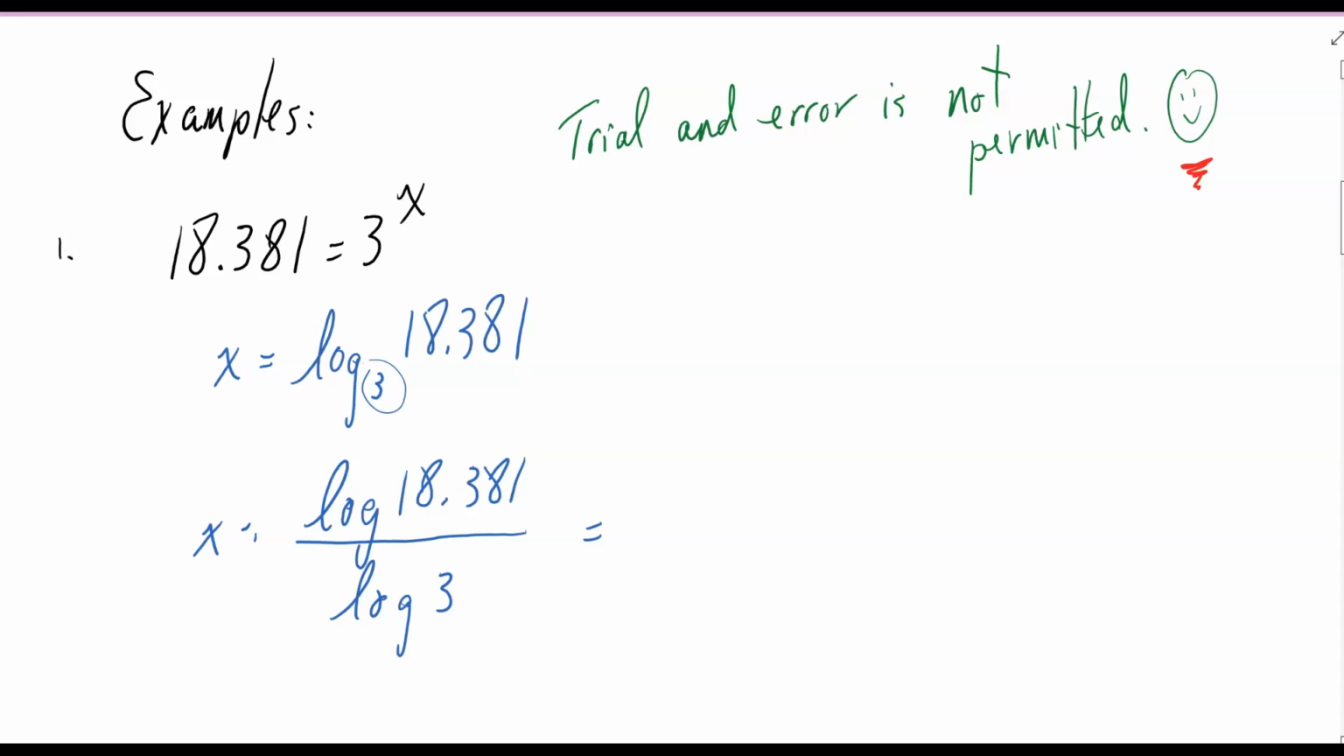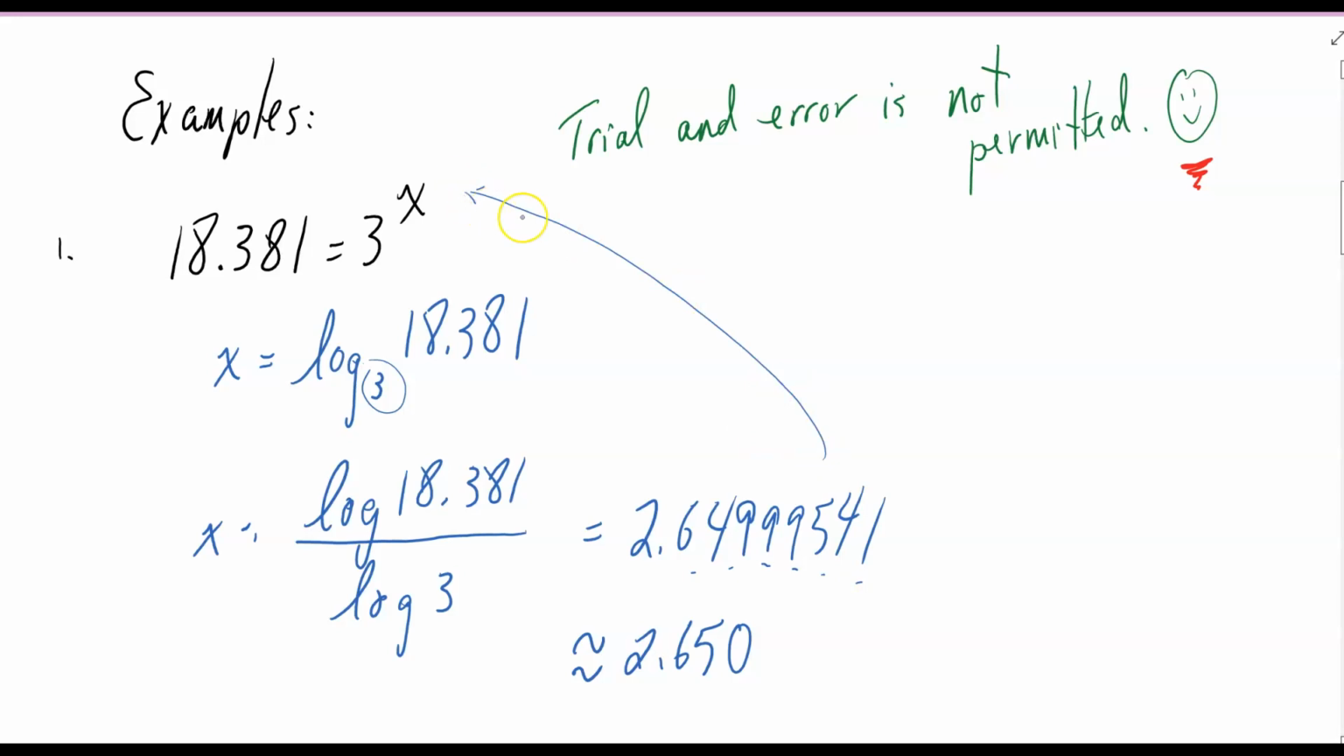And simply putting that into the calculator, we will be able to find the answer. And I'm getting 2.649995541. So, depending on what purpose you're using this for, we would probably round to 2 or 3 decimal places. So to round to 3 decimal places, 2.650. Now, if you wanted to check that to make sure it works, the more decimal places you put back up in here for that x, the closer you will get to 18.381. Just keep that in mind.